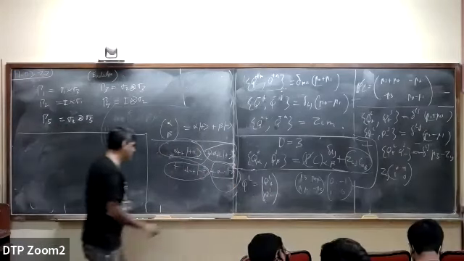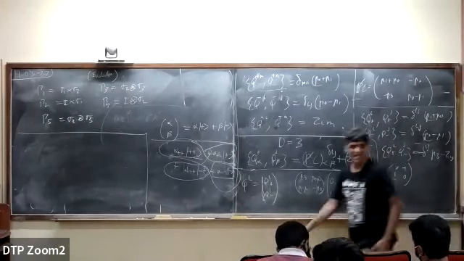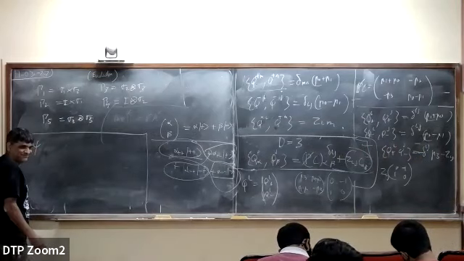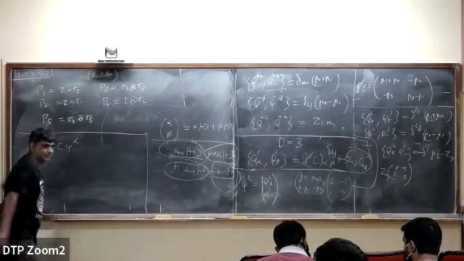Okay, now we will look at our reality condition. So our reality condition was that psi was equal to C times psi star, Euclidean so far.